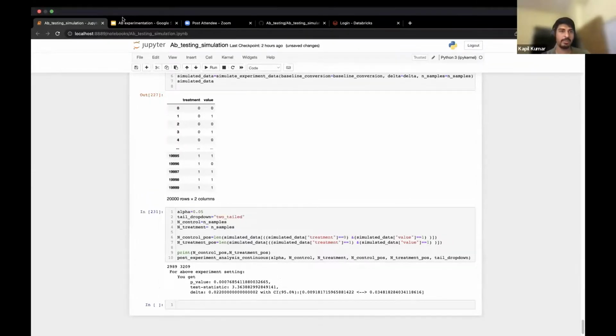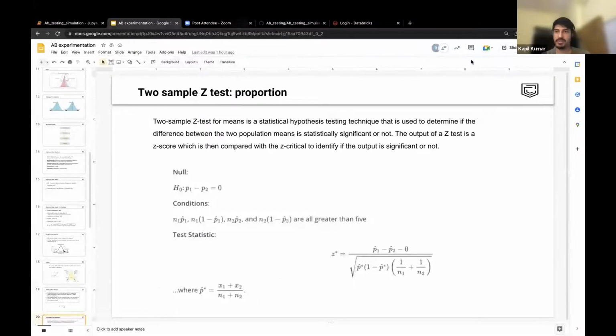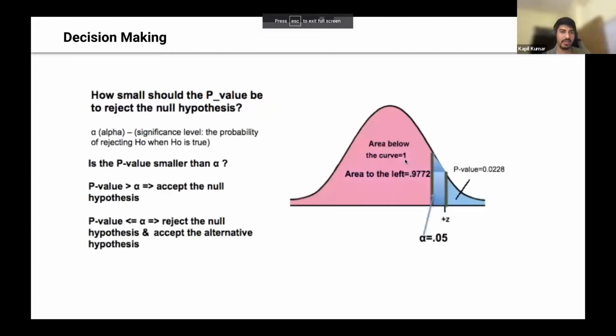Cool. Let me move back to, I think, short on time. We just move ahead. Okay, so in this case, our p-value was 0.007, much lesser than the alpha that we set as 0.05. So in this case, we will reject the null hypothesis and we will accept the alternate hypothesis.